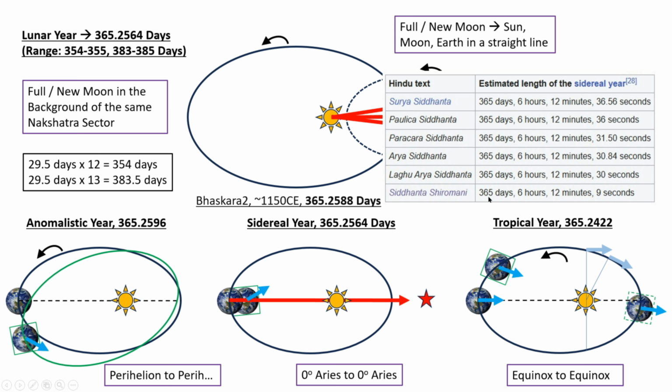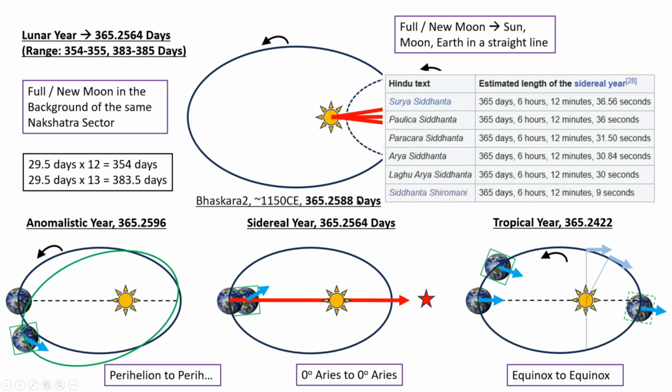The lowest estimate seems to be about 365.2588 days. When we convert these hours and minutes into days, this will be about 365.2588 days. So all these estimates are much closer to the anomalistic year length, this 365.2596, than to the tropical year length.